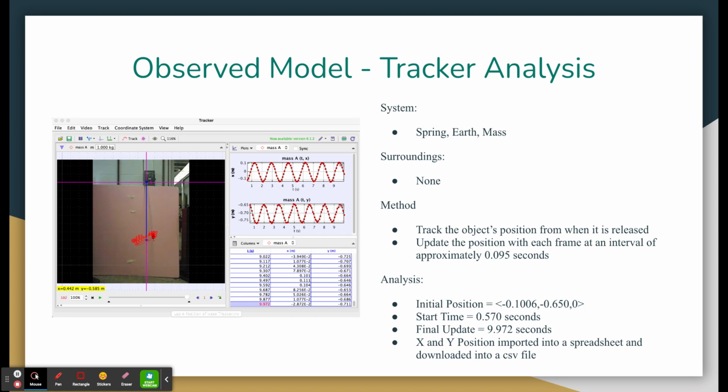Using that information, we were then able to identify our initial position, start time, and final update, which will be used in our predicted model as our initial conditions. We also took the x and y position and put it into a spreadsheet that we then downloaded into a CSV file, which we would then put into our predicted model.